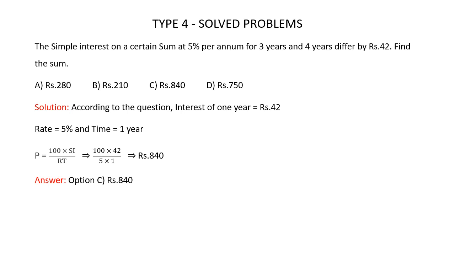So substituting these values in the formula, we get P is equal to 100 multiplied by 42 divided by 5 multiplied by 1. On solving this, we get P is equal to 840. That is, the principal is rupees 840. The correct answer is option C, rupees 840.